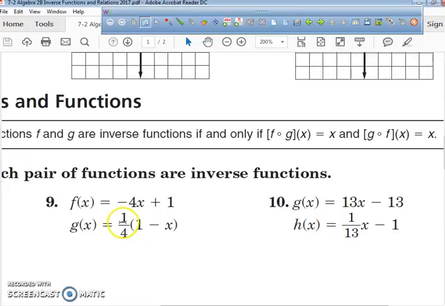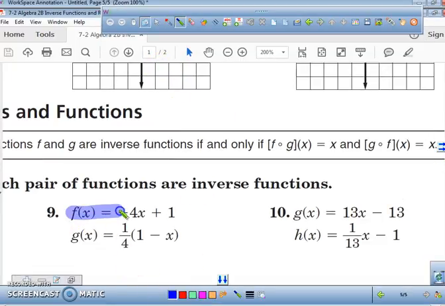All right, problem number 9. We're going to check to see if these two functions are actually inverses of each other. Okay? So I'm going to highlight this one in blue. I'm going to highlight this one in red. We're going to see if these are actually inverses of each other.